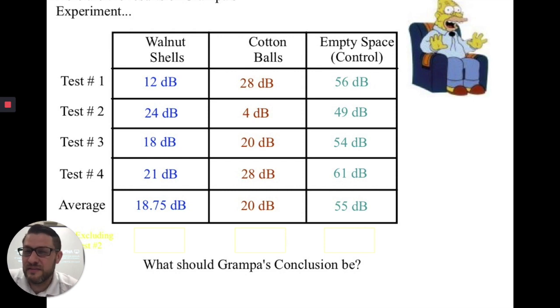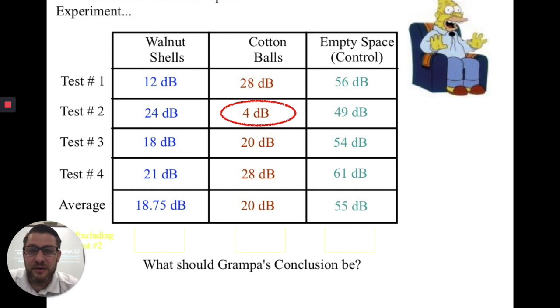Now, looking at this data, you might ask yourself, there's something that stands out, something that just doesn't quite fit with the rest of the data. And that's right here. In test 2 with the cotton balls, we have a measurement of 4 decibels. This is way off of all the measurements that we got elsewhere in this experiment. And to give you some context, 4 decibels is about the sound that a mouse would make walking across the floor. Needless to say, it would be very, very quiet. So maybe something went wrong with this measurement here.